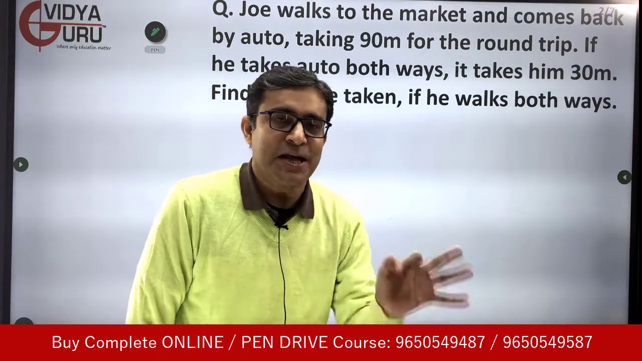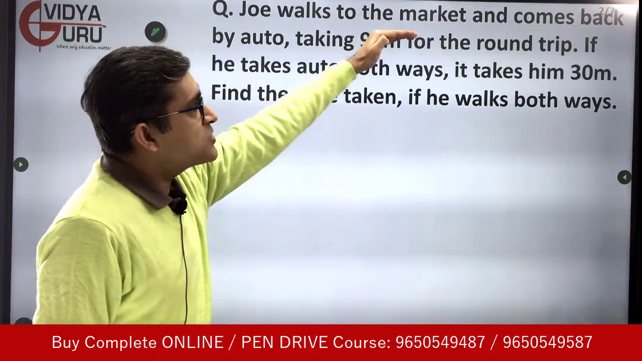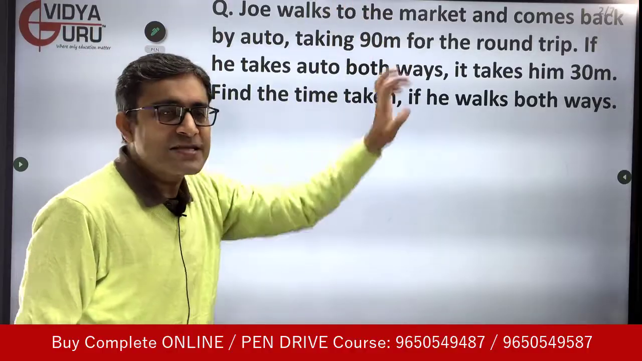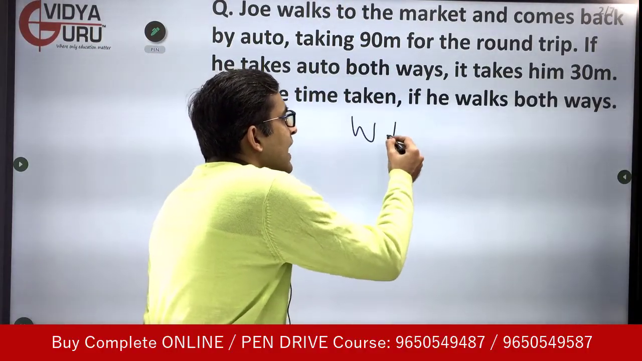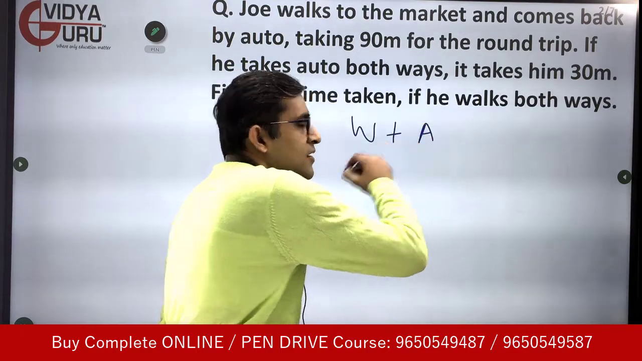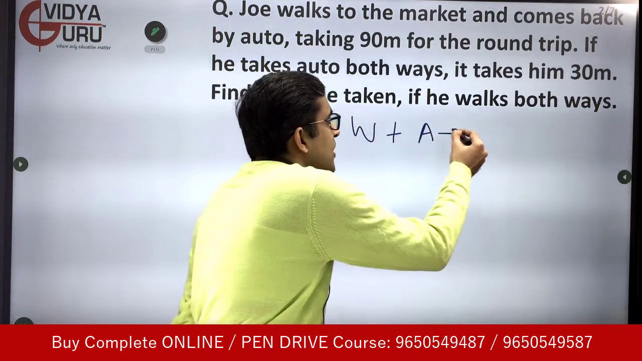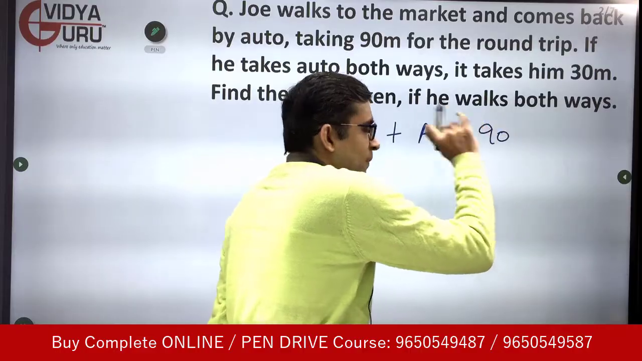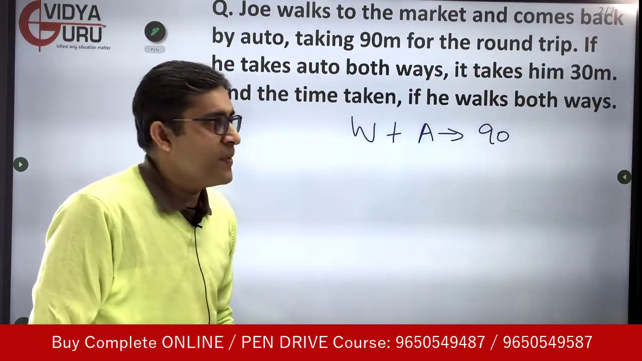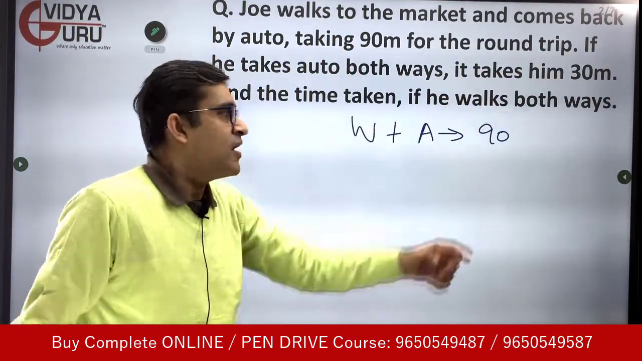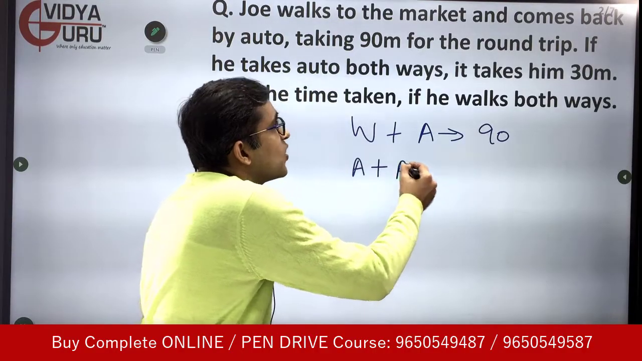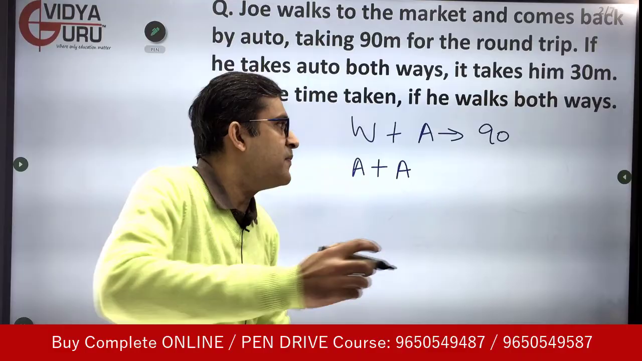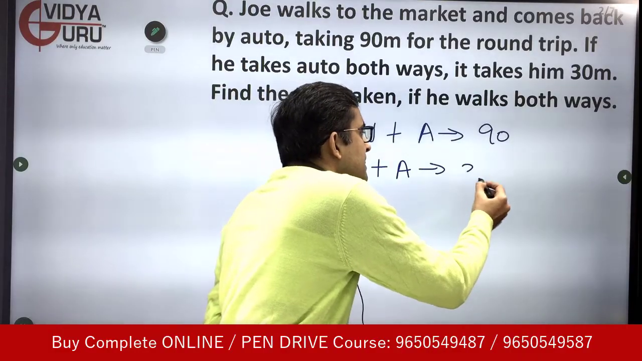Now the explanation, the interesting part. He walks to the market and comes back. It takes him 90 minutes. So the time while walking and the time through auto together is 90 minutes. The sum total is 90 minutes. Now in the second case, we know that he takes auto both ways. It takes him only 30 minutes.